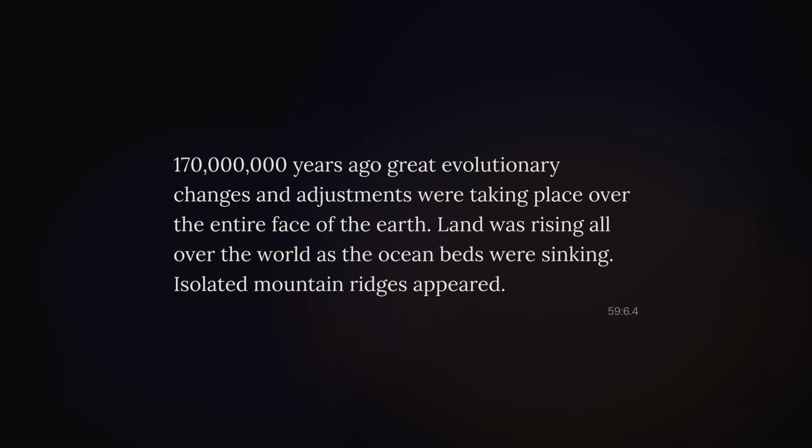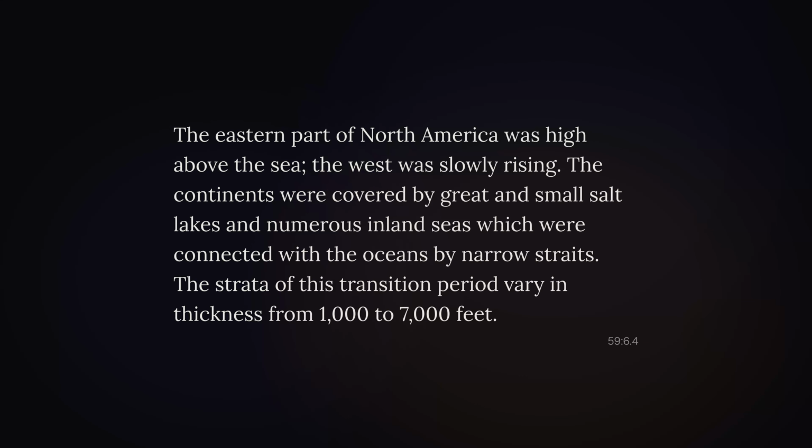Land was rising all over the world as the ocean beds were sinking. Isolated mountain ridges appeared. The eastern part of North America was high above the sea. The west was slowly rising. The continents were covered by great and small salt lakes and numerous inland seas, which were connected with the oceans by narrow straits. The strata of this transition period vary in thickness from 1,000 to 7,000 feet.